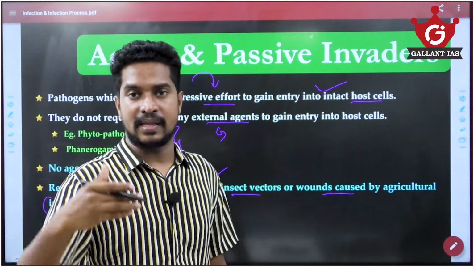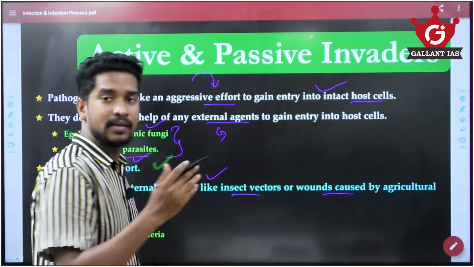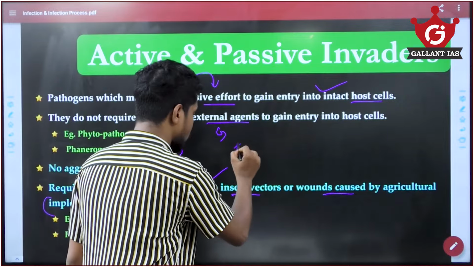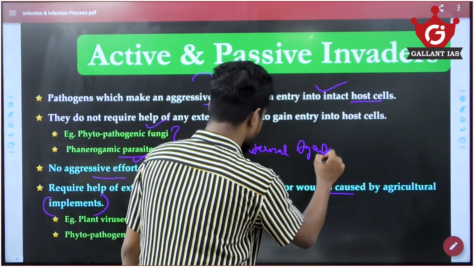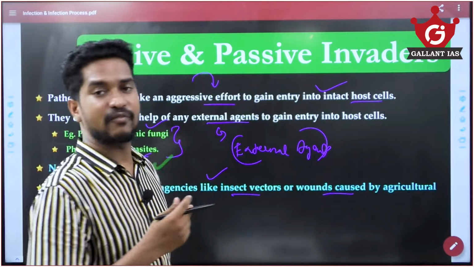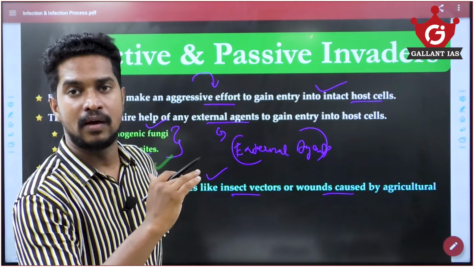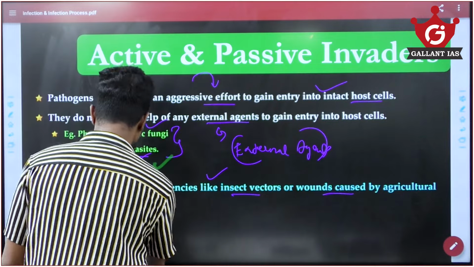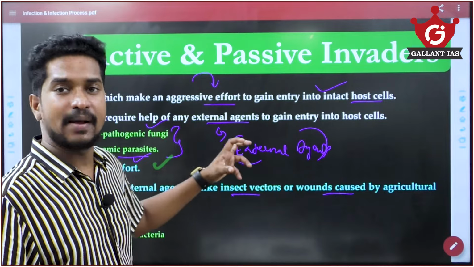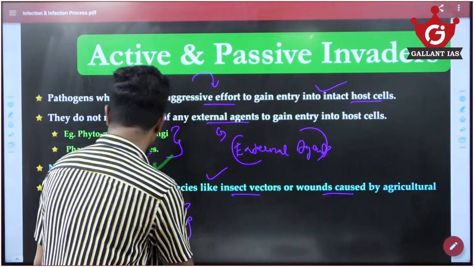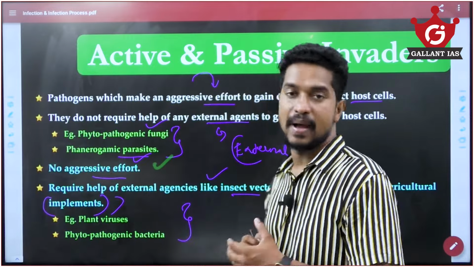They may enter into the host cell with the help of external agents. The external agents are the insect vectors or the wounds that happen on the plant by agriculture implements. The examples of passive invaders are plant viruses and phytopathogenic bacteria.